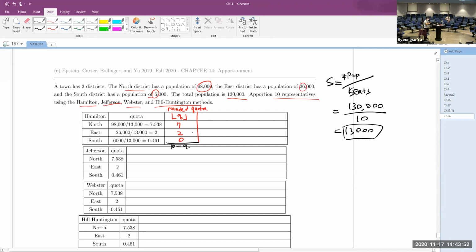So here, one seat remains. And if you see the fractional part of the quota, then north has the greatest fractional part. So it should be added to north. So the final apportionment by Hamiltonian apportionment is 8, 2, 0, right? Greatest fractional part.